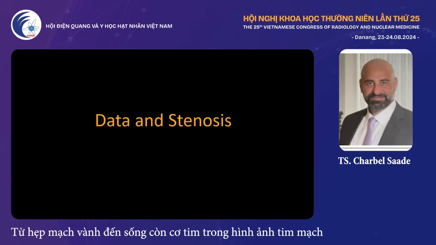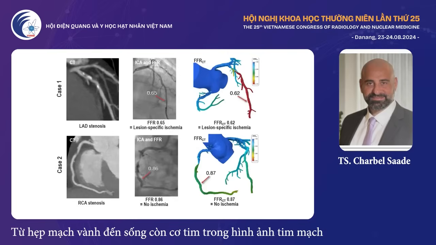Look at data and stenosis. It's not just related to CT. We also need to confirm the impact that the PCI has on the actual outcome of the coronary CT. Look at the first and second cases here. You have a culprit lesion here with an FFR of 0.65 as you saw in CT, and here it's 0.62 on CT versus interventional cardiology or radiology. Again, this patient does need a PCI.